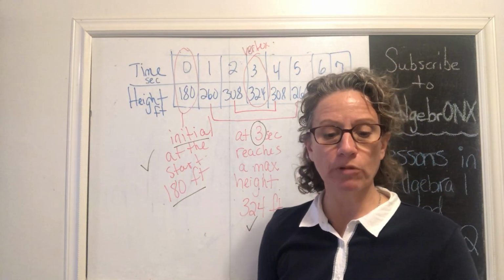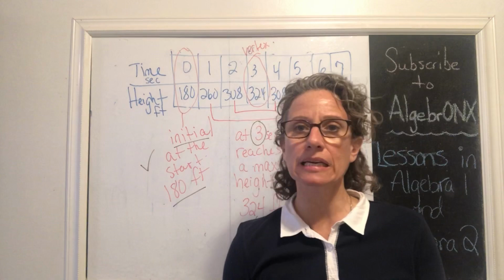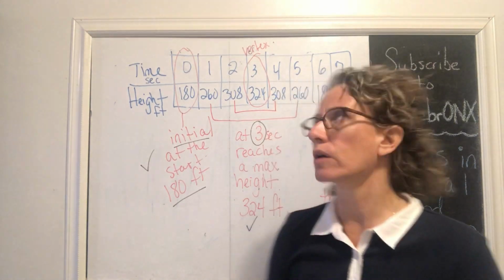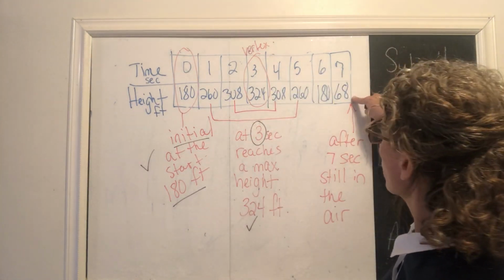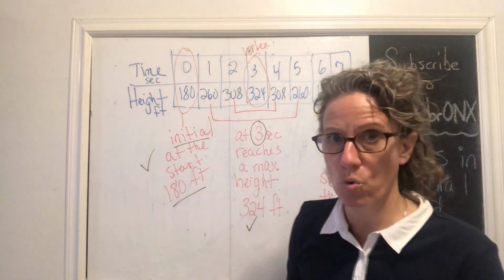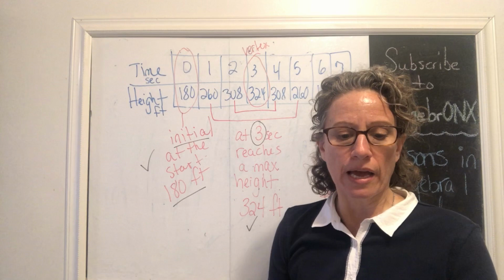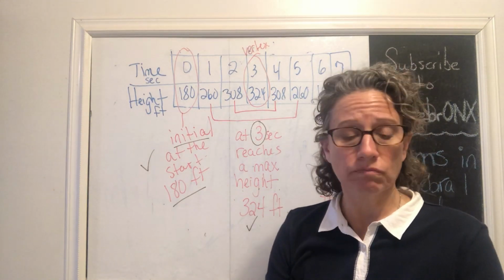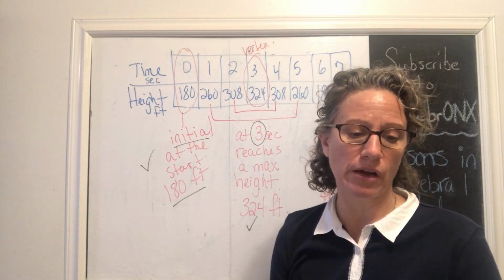Choice 3. The rocket was in the air approximately 6 seconds before hitting the ground. Ooh, it's not on the ground yet. And that's at 7 seconds. So no, that is false. And that's our choice, because that's the one we're looking for, the not a valid conclusion.